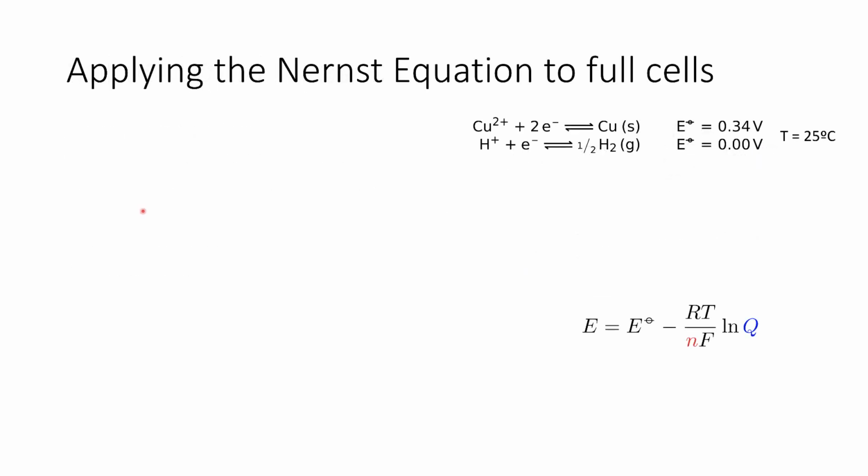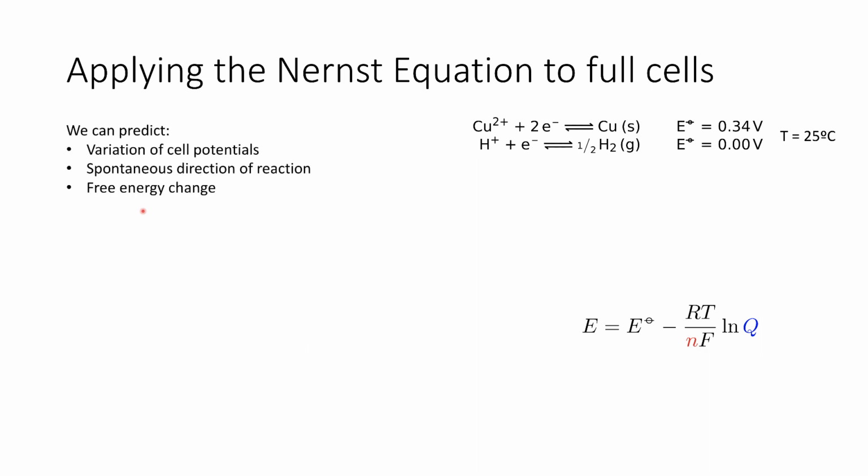So let's apply the Nernst equation to a full cell. Using this, we can predict the variation of cell potentials, the spontaneous direction of reaction, and free energy change. Okay, this is a recap from what you've done before. So let's think about the technique that we're going to use. The first thing we need to do is write down the cell. So we're going to use the copper hydrogen cell that I've detailed here.